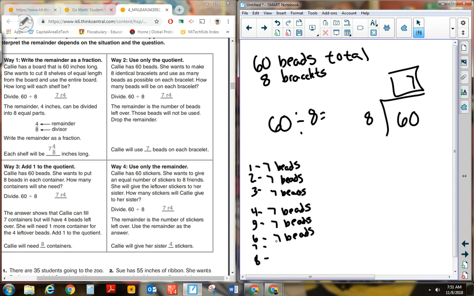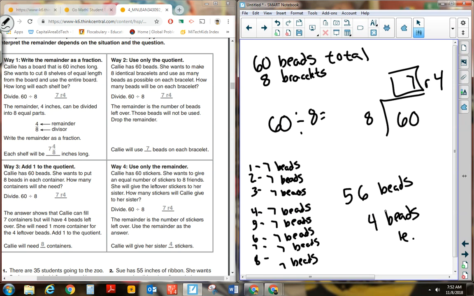But how many beads are going to be left over? So each one of these bracelets has 7 beads, all right? So that's going to give me 56 beads on the bracelets, but I have 4 left over. I have 4 beads remaining. But the question is, how many beads will be on each bracelet? Well, there's going to be 7 beads on each bracelet. So Callie will use 7 beads on each bracelet.